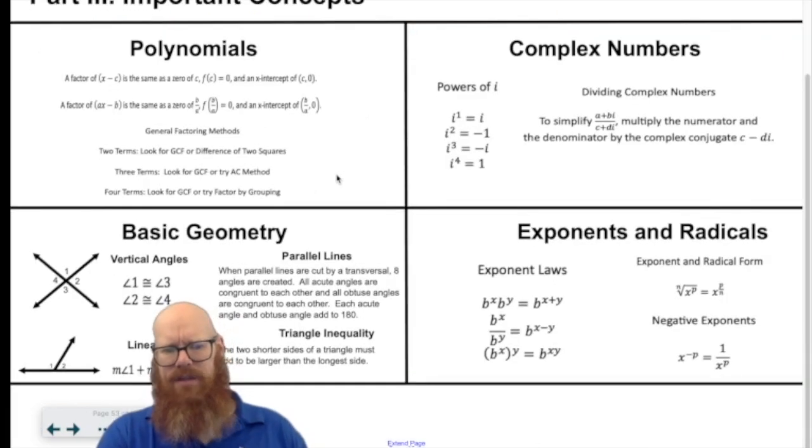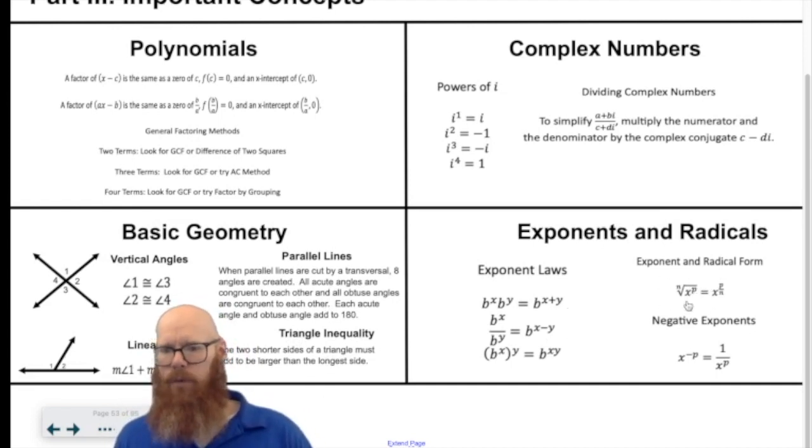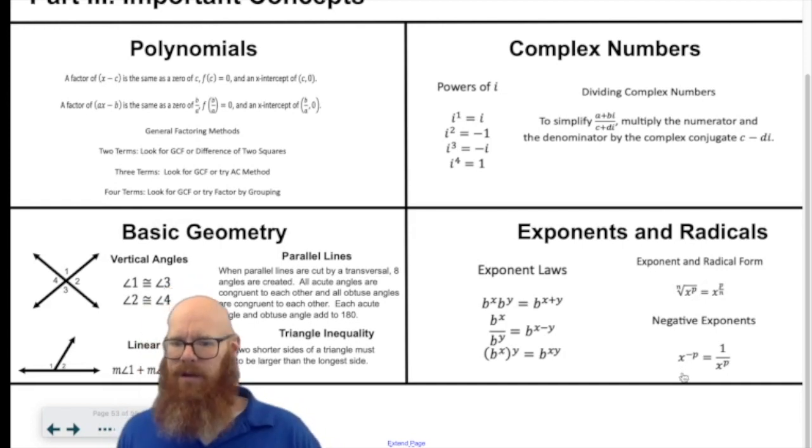So we've got some basic geometry. You need to know vertical angles and linear pair. You need to understand how angles are formed when there's a transversal cutting parallel lines. We definitely need to know the triangle inequality. And as far as exponents and radicals, know the exponent laws, know the exponent and radical form, how to go back and forth, and certainly an understanding of negative exponents is going to be really useful.